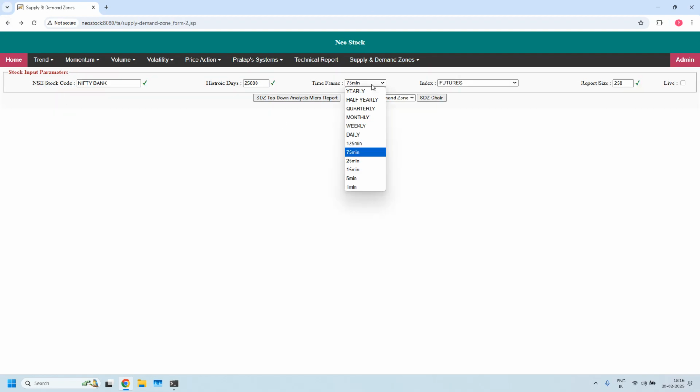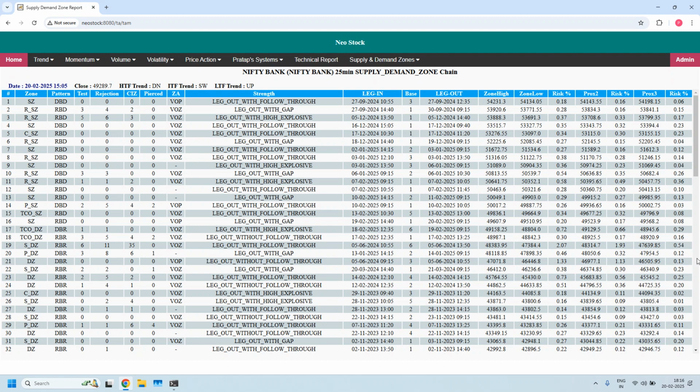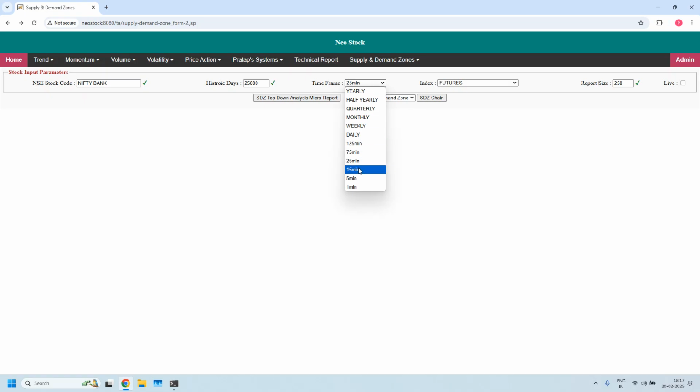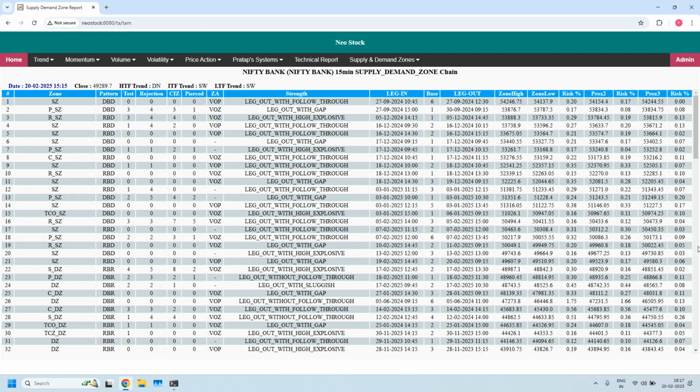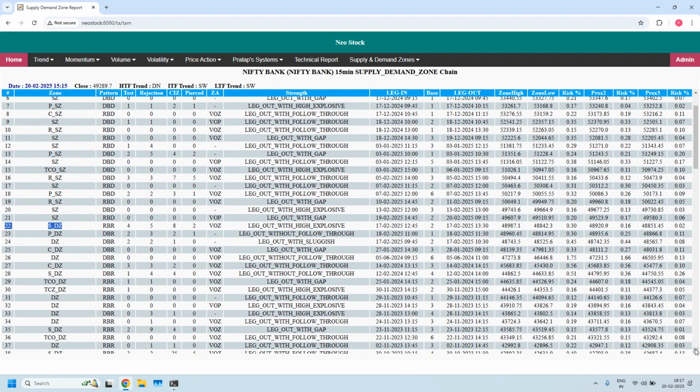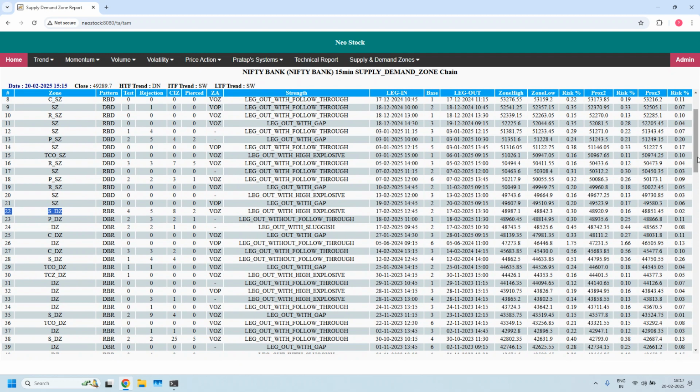Next, 25-minute supply demand zone chain for Bank Nifty. Next, 15 minutes supply demand zone chain for Bank Nifty. So serial number 22 is the nearest 15 minutes demand zone to the current closing price. Let me put it in the center. Okay.